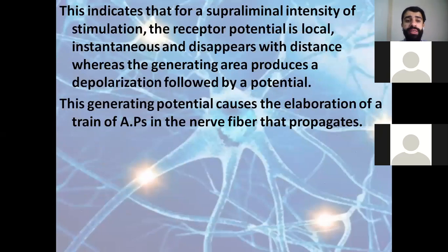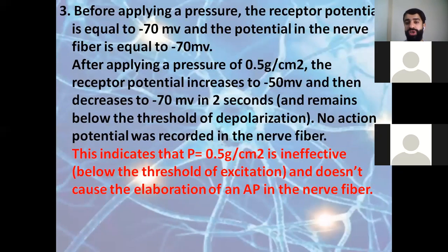Moving forward, part 3. Before applying pressure, we have the receptor potential equal to minus 70 millivolts, which is the resting one. After applying a pressure of 0.5 gram per centimeter square, what happened? The receptor potential increases slightly from minus 70 millivolts, and then it decreases back to minus 70 in about 2 seconds. So it remains below the threshold, and there is no action potential in the nerve fiber.